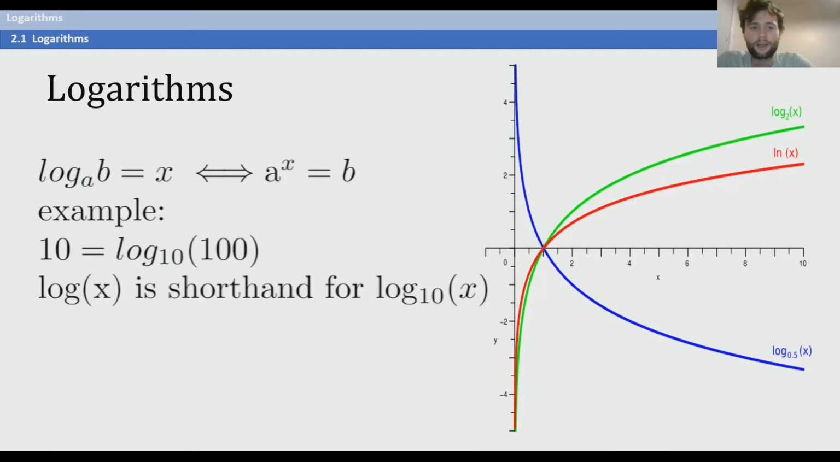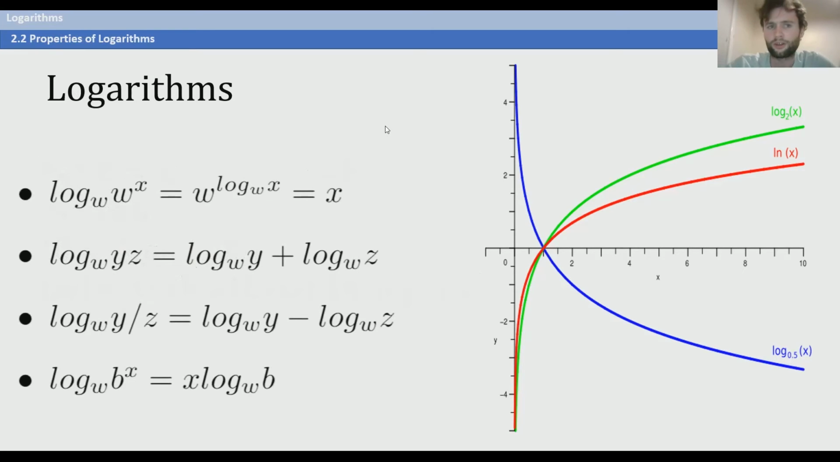An example here is that log base 10 of 100 is going to be 2. Generally we write log x, and this is shorthand for log base 10 of x. But you could also have log base 2 of x, log base 3. You can have any base, and that's the a value. These are some examples right here. Here we have log base 2 of x, natural log x, we're going to talk about that later, and here we have log base a half of x.